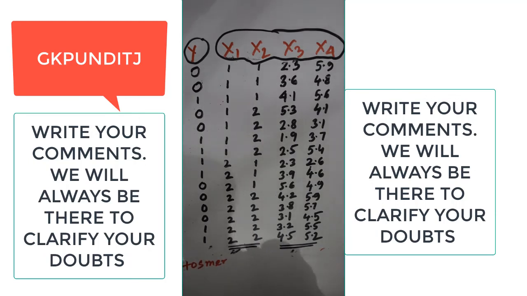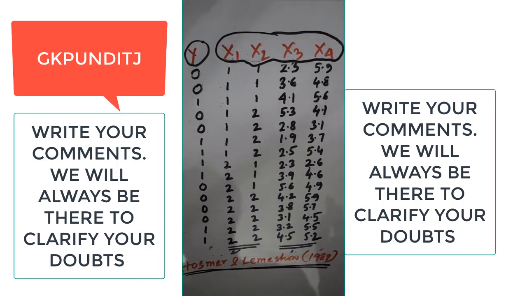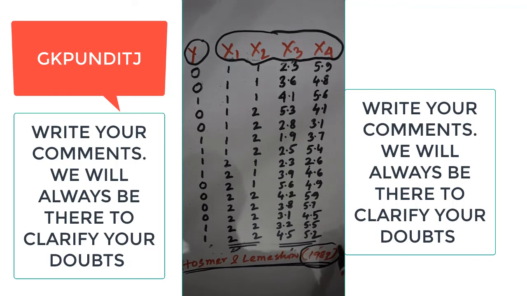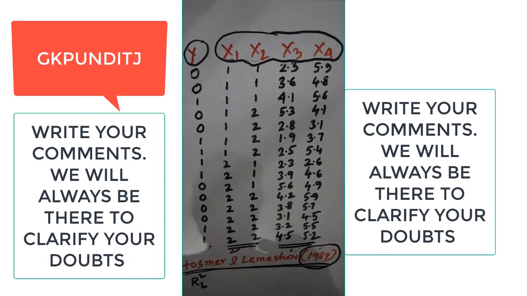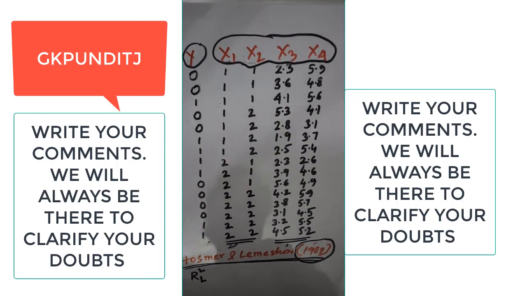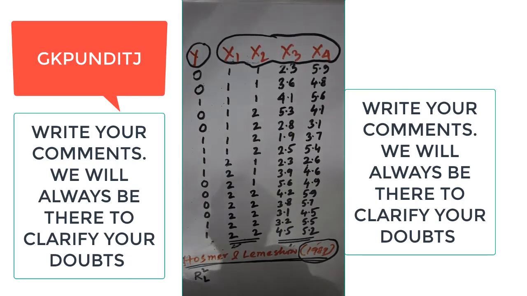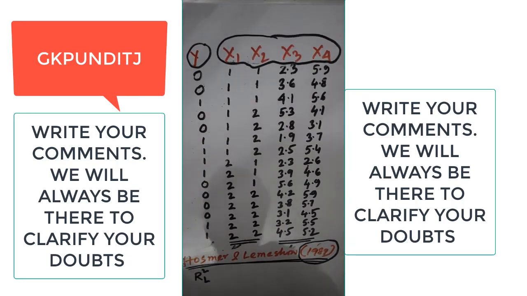Hosmer and Lemeshow in 1989 recommend against the use of RL square as a goodness of fit measure. However, we have included it in our output because it does provide a comparative measure of the proportion of log likelihood that is accounted for by the model.